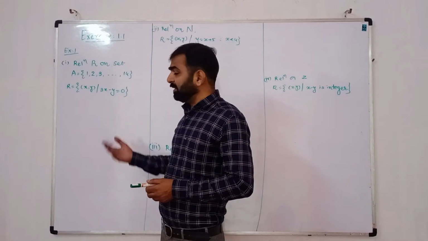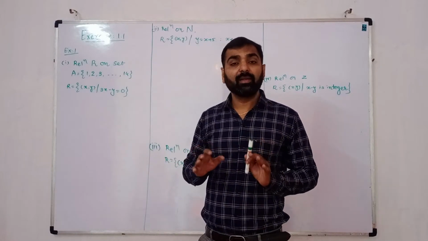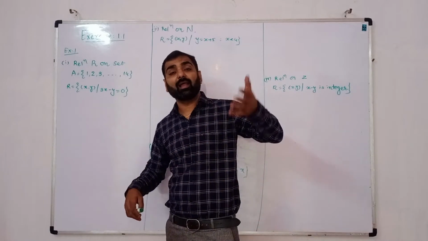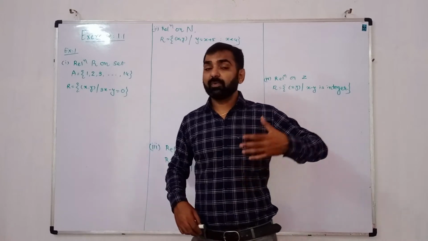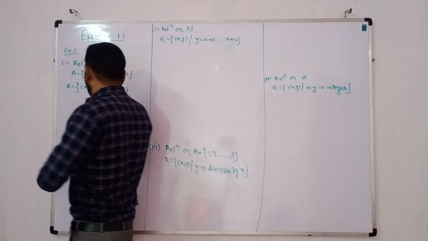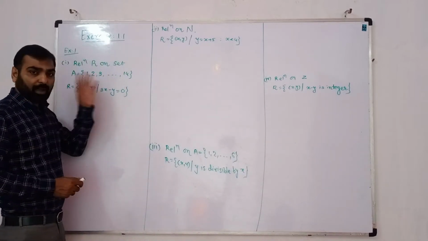Otherwise, second thing, the number of elements is limited. There are limited elements inside A. It is not defined on capital N or capital R or capital Z, where there are infinite numbers. Here you have to take numbers only from A, 1 2 3 up to 14. x and y both belong to capital A.